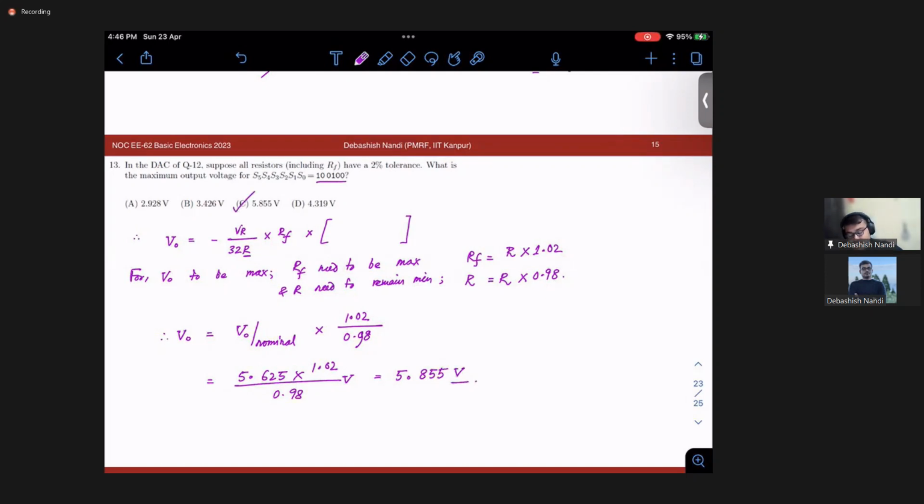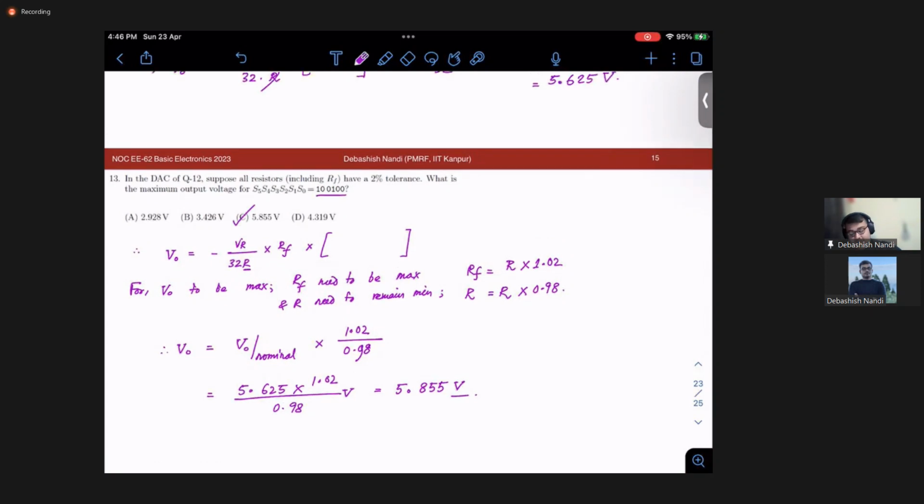How did we do that? We simply used the very fundamental phenomenon that if any quantity or any ratio is to be maximum, the denominator has to be minimum and the numerator has to be maximum, right? The same philosophy we have used here, and the only terms which change with tolerance are this and this. So let's say this is R0, let R0 be the nominal value. Then it is simply a matter of manipulation.